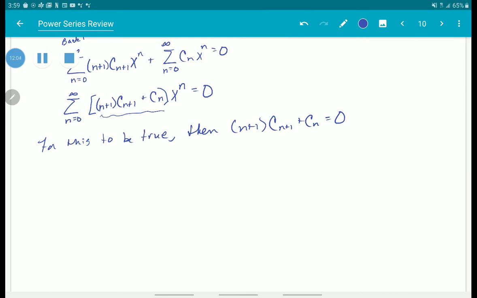And let's solve that for c sub n plus 1. So if we were to subtract c sub n, and then we were to divide by n plus 1, then c of n plus 1 will be equal to this. That works as long as n is 0, 1, or 2, or so on. 0 because we started this sequence at 0 here. So now we're looking for patterns.